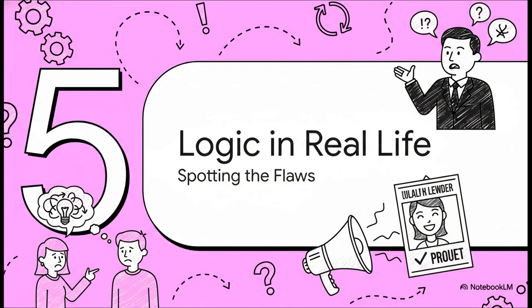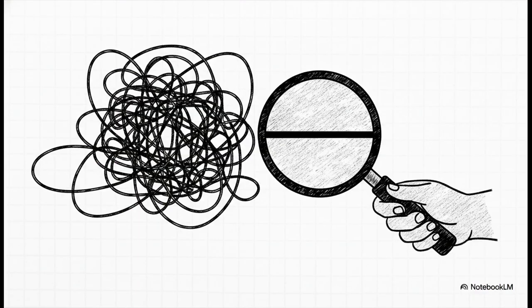Okay, so why does any of this matter outside of a logic class? Because now you have a new superpower. You can start to spot flawed arguments everywhere, in commercials, in politics, sometimes even in your own head. The contrapositive is basically your new lie detector. If you hear someone make a big if-then claim, and you're not sure about it, just mentally flip it into its contrapositive. If that new statement holds up, the original one is probably solid too.